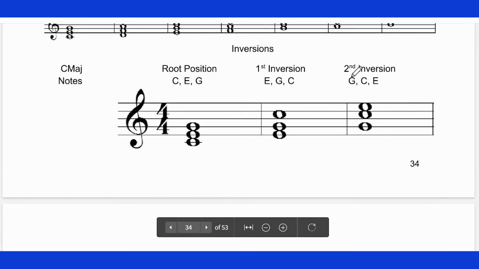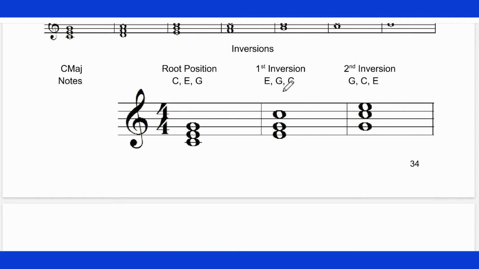Here we have inversions. So your normal chord is in root position. For a C major, you would have C, E, and G. If you put the C on the bottom up to the top, it will be inversion 1. You'd have E, G, and then C. And if you put that one up to the top, you'll be in inversion 2. So you'd have G, C, and E. And that's the same way with every single chord.